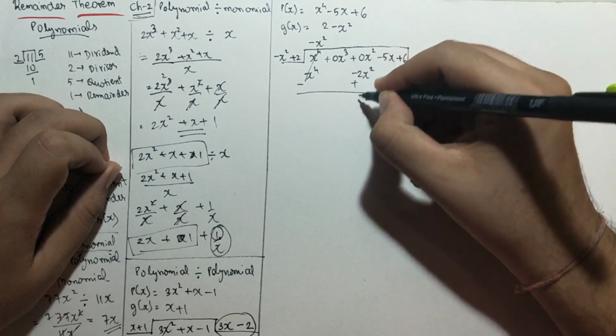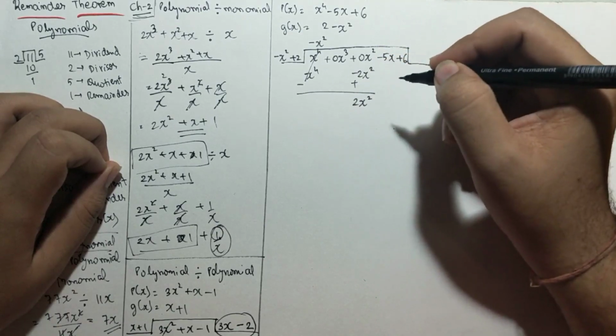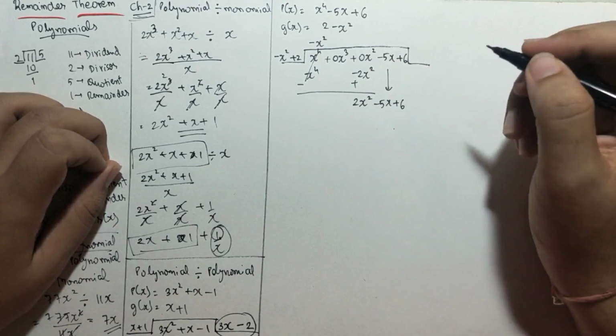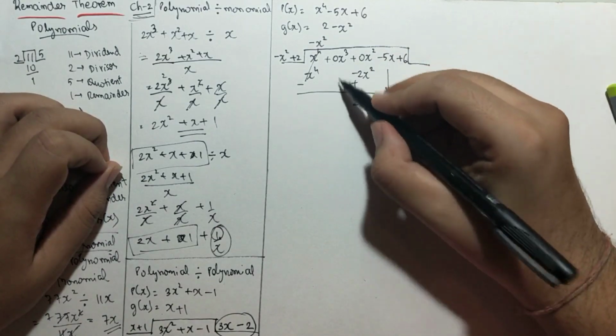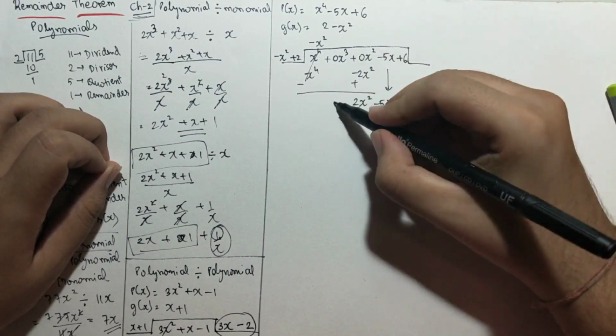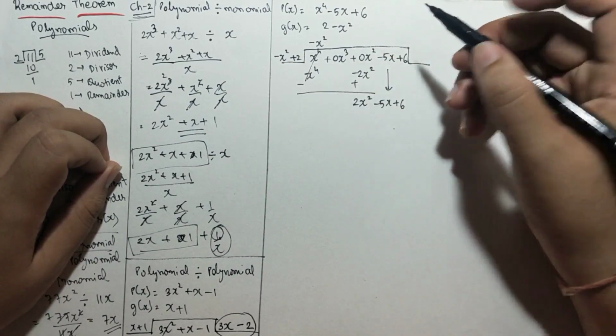Here 0 plus 2, so this will become plus 2x square, and the remaining terms as it is: minus 5x plus 6. I have not taken 0x cube because that would be our first term, and we don't need 0. 0 cannot be written as the first term.